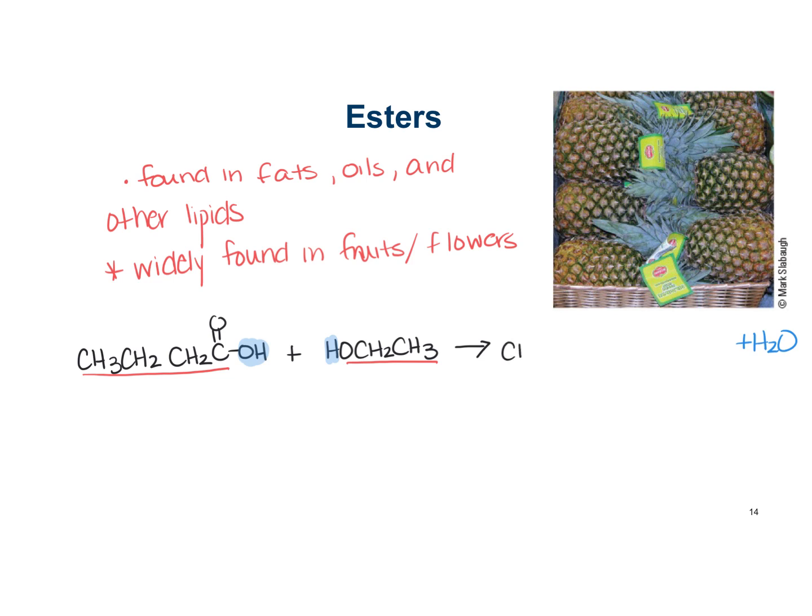So we would end up with CH3, CH2, CH2, C double bond O, and that comes from the carboxylic acid. And then we've got O, CH2, CH3, and that comes from the alcohol. Now, the name of this, and we're going to get to naming later, is ethyl butanoate, and it's found in strawberry flavoring.